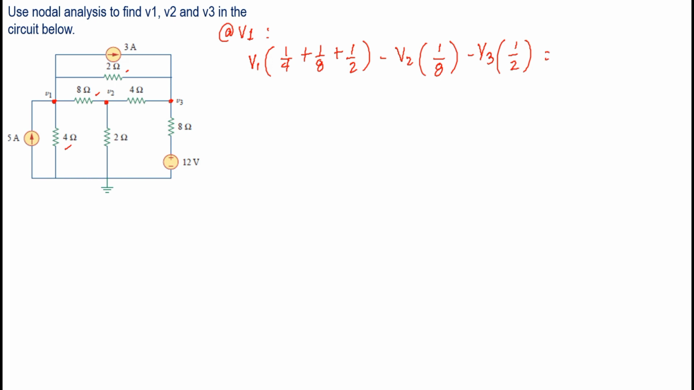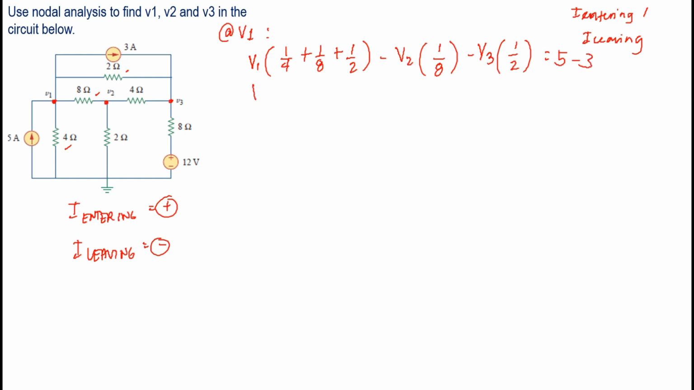Then, we'll equate this with all the current entering and leaving, okay? You have to note that current entering is positive, and current leaving is negative. So we have here current entering the node, that is 5, and current leaving the node, that is equal to 3.